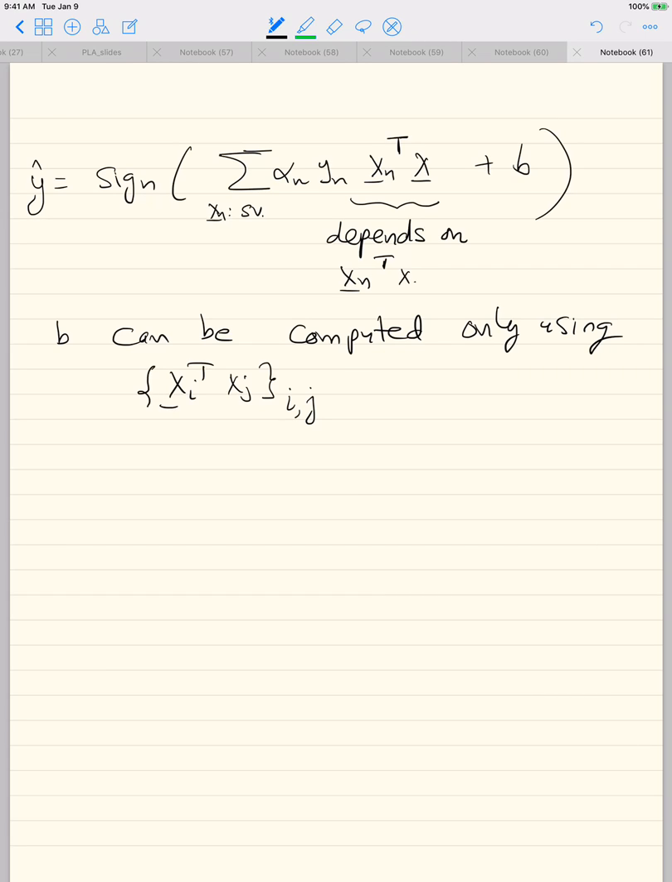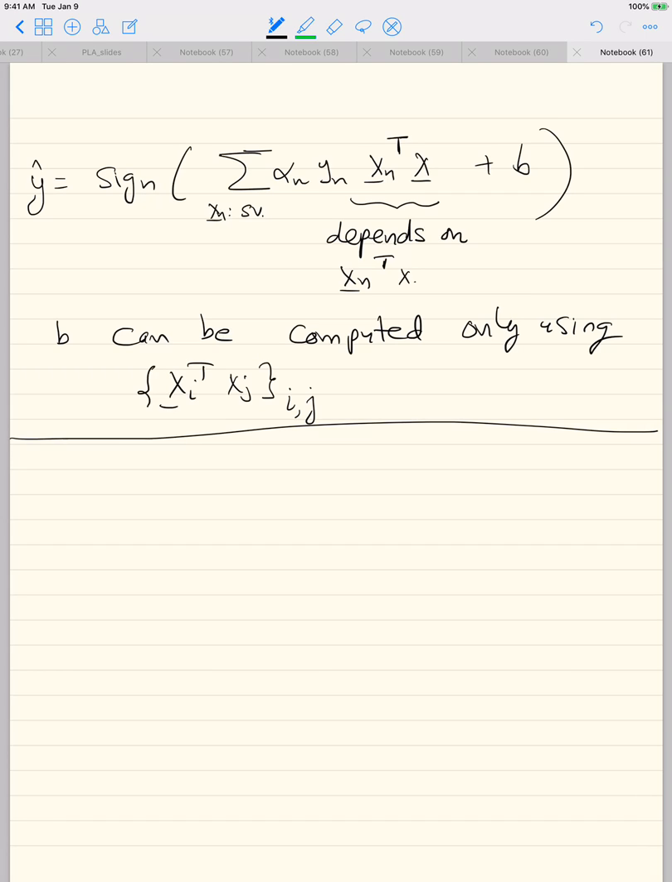So why is all this useful? This seems like a somewhat interesting observation, but why is this useful? The point is, when you do nonlinear transformations, you may want to go into a very high dimensional space, and computing the original data vectors in this high dimensional space might not be computationally feasible. So let me do a simple example to explain why this observation can be useful.